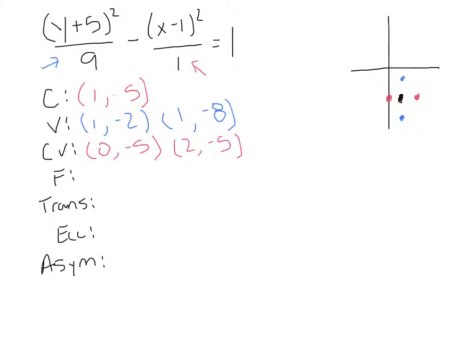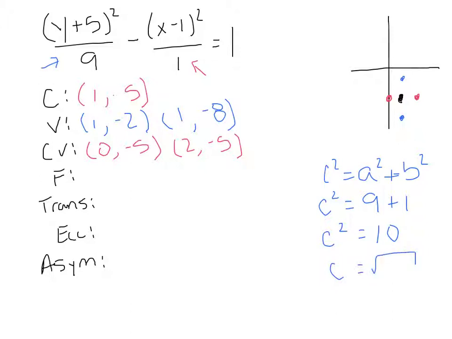So now let's find our foci using our equation c squared equals a squared plus b squared. So in this case, c squared equals 9 plus 1. C squared equals 10. So c equals the square root of 10. That means we are going to move, in this case, up or down the square root of 10 and get to our foci. So the square root of 10 is a little over 3. So we're going to move up a little over 3 and down a little over 3.